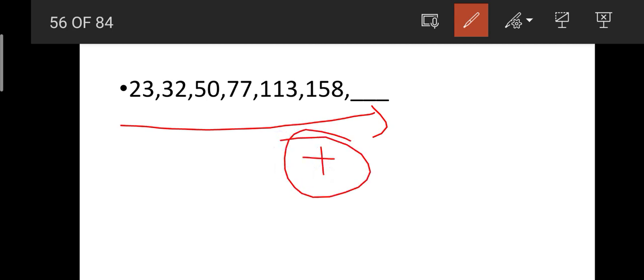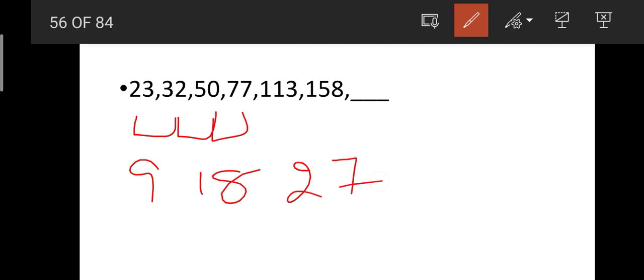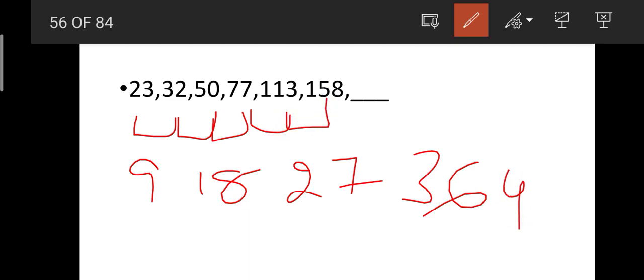Okay friends, once observe here, the difference is not much more. So we can go for whether they have taken addition logic. Now once we observe this clearly to get the clarity, the difference between 23 and 32 is 9, and the difference between 50 and 32 is 18, and the difference between 77 and 50 is 27. The difference between 113 and 77 is 36. And the difference between 158 and 113 is 45.